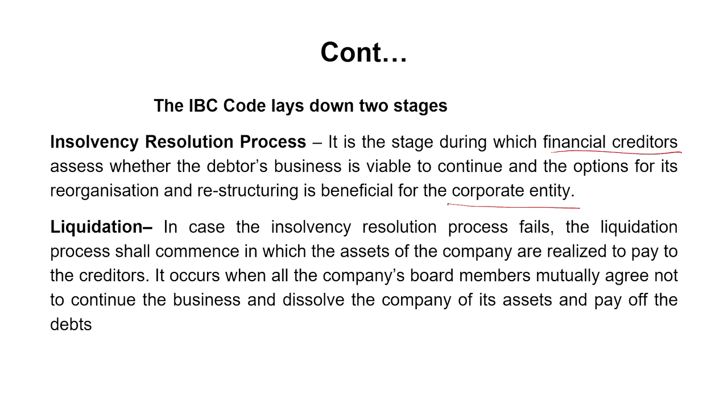And liquidation is the other stage. In case the insolvency resolution process fails, the liquidation process shall commence. So, there are two stages referred to in this code, and the second stage is liquidation, in which the assets of the company are realized to pay its creditors. It occurs when all the company's board members mutually agree not to continue the business and dissolve the company. So, there are some conditions applicable if you follow the route of the Insolvency and Bankruptcy Code. So, you must first satisfy yourself that you fulfill these conditions.